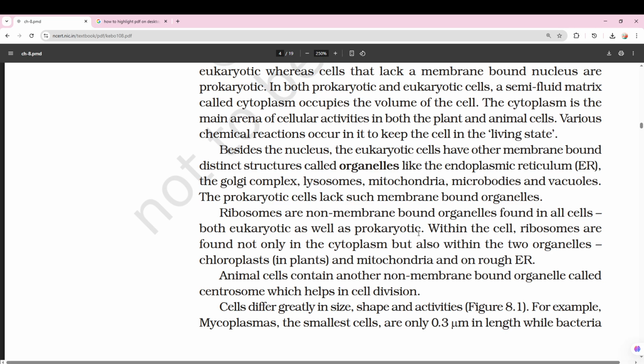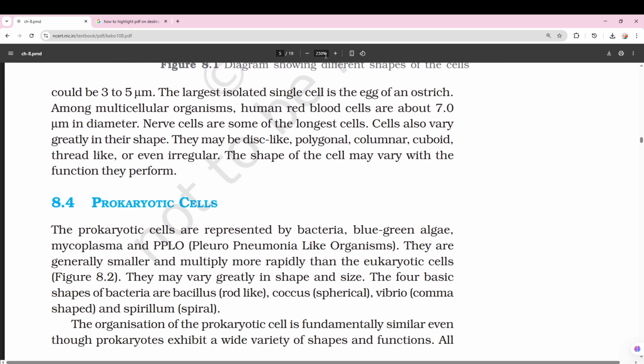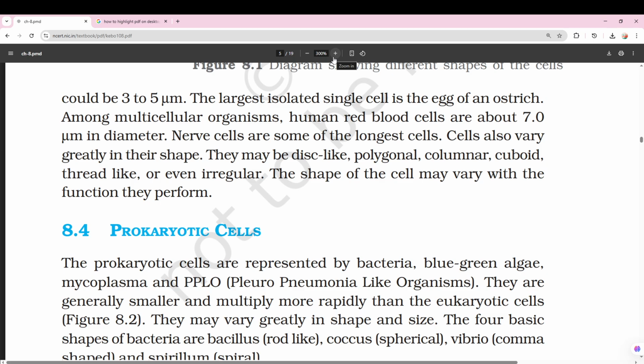Cells differ greatly in size, shape, and activities. For example, mycoplasmas, the smallest cells, are only 0.3 micrometer in length, while bacteria could be 3 to 5 micrometer. The largest isolated single cell is the egg of an ostrich. Among multicellular organisms, human red blood cells are about 7 micrometer in diameter.